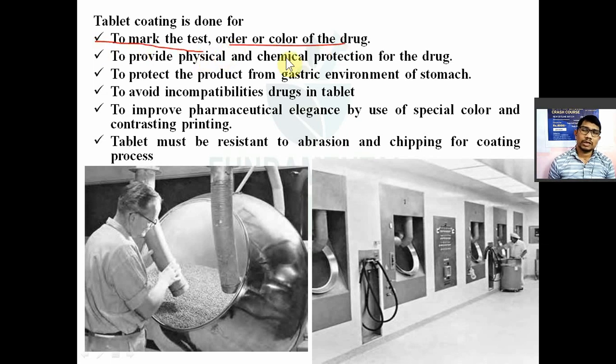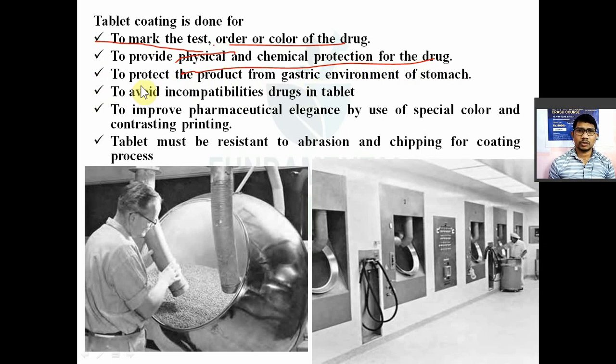Third, to protect the product from the gastric environment. Enteric coating is done to satisfy this purpose. Enteric coating uses enteric coating polymers or pH dependent polymers, so they will not release the drug in an acid environment.